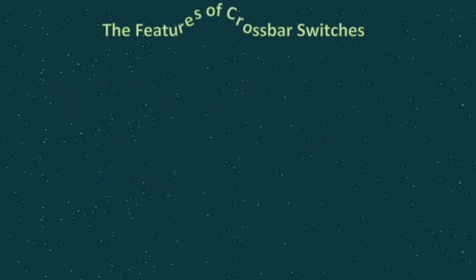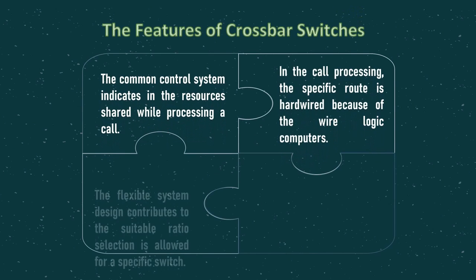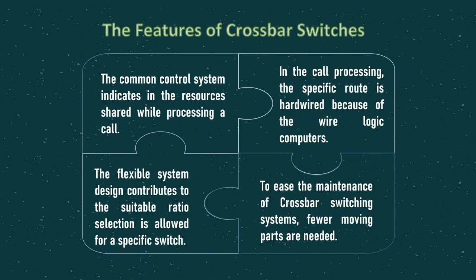Let's take a look at the features of the crossbar networks. The first one is the command control system indicates the resources shared while processing a call. Next, in the call processing, the specific route is hardwired because of the wire logic computers. Then, the flexible system design contributes to the suitable ratio selection allowed for a specific switch. Also, to ease the maintenance of the crossbar switching systems, fewer moving parts are needed.